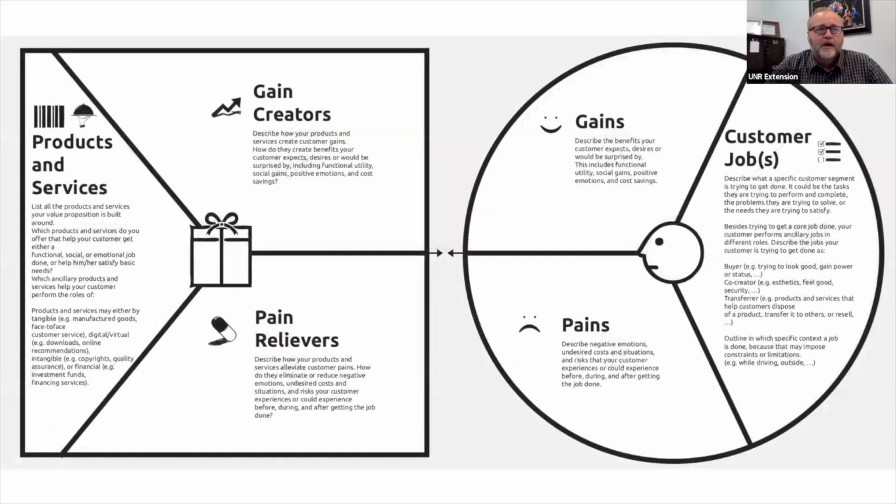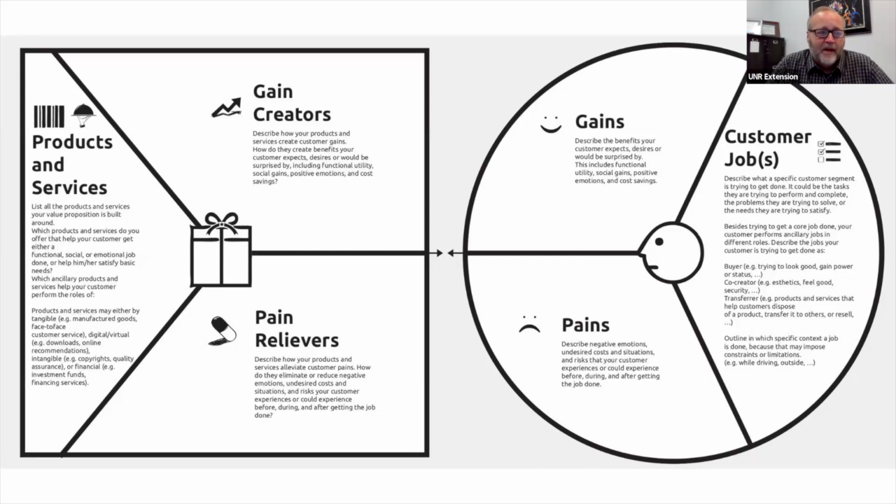Okay. So customer jobs are basically, like I said, basic things a customer is looking to get done. It could be tasks they're looking to perform. It could be problems they need to solve or needs. Okay. Under gains, what benefits does the customer expect? What desires would they be surprised to receive from your business, from your services or your products? This includes functional utility, social gains, positive emotions, could be cost savings too.